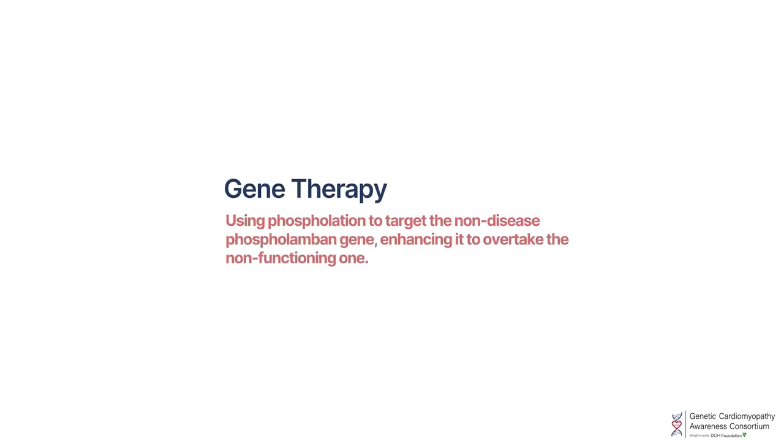So one is a gene therapy approach whereby you try to enhance the phosphorylation of phospholamban that's available. So that's a normal phospholamban. These patients have one normal and one diseased copy, and you try to target the one that is not diseased and enhance its activity to overtake the non-functioning one. And that's being done by a gene therapy approach.